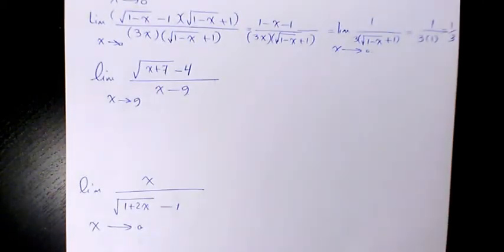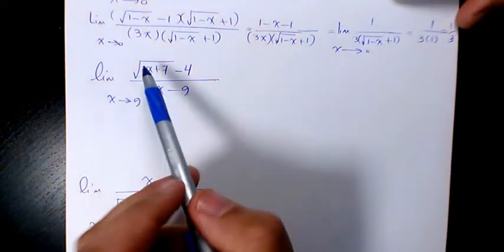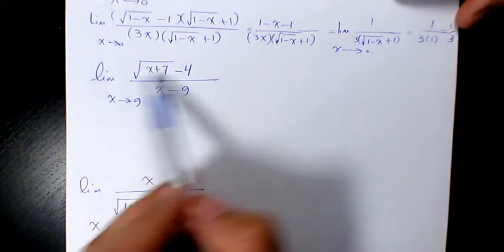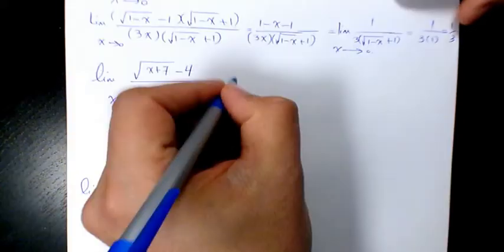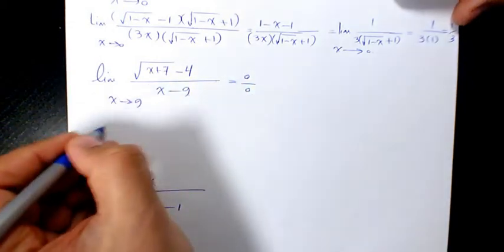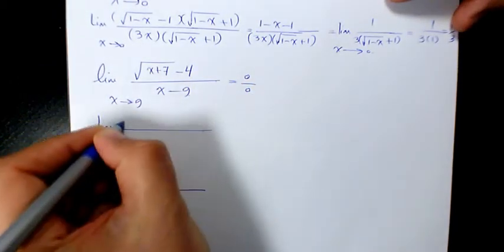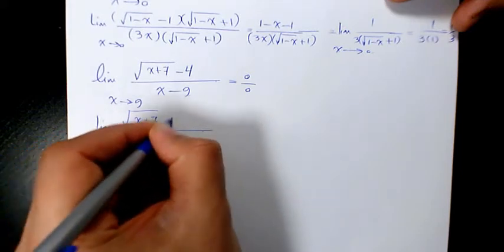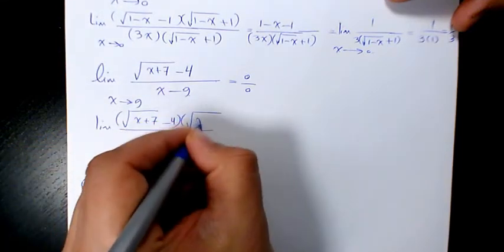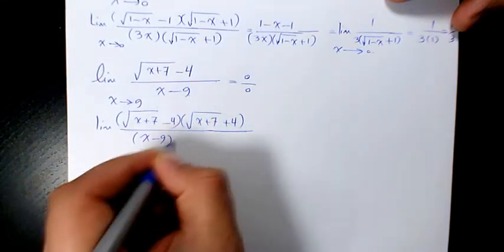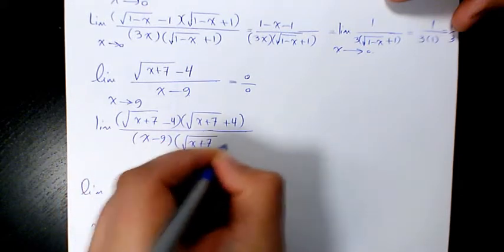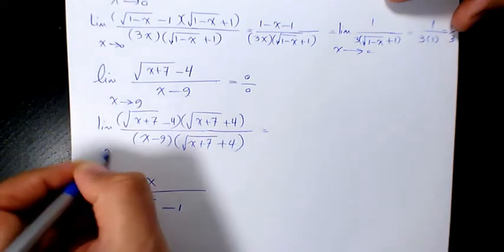Next one is limit of square root of x plus 7 minus 4 over x minus 9 when x approaches 9. So 9 plus 7 is going to be 16. Square root of 16 is 4. 4 minus 4 is 0 over 9 minus 9, which is 0 as well. So it's going to be limit of square root of x plus 7 minus 4 times square root of x plus 7 plus 4 over x minus 9 times square root of x plus 7 plus 4 when x approaches 9.